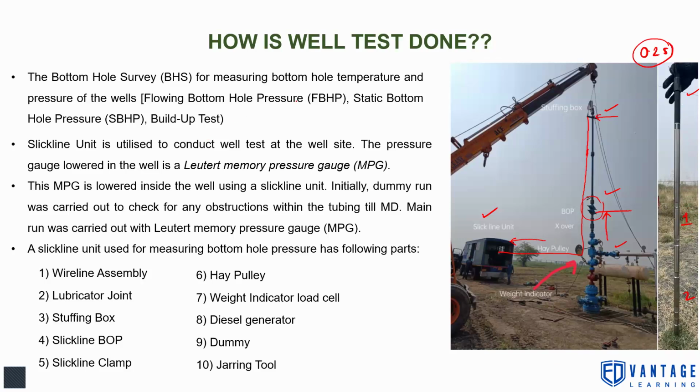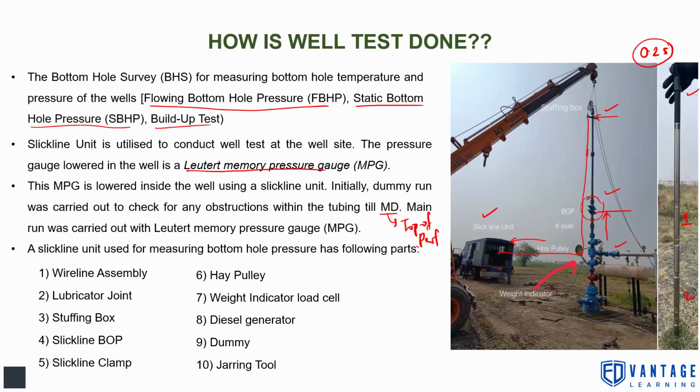The bottom hole survey is for measuring bottom hole temperature and pressure of the wells, like FBHP when the well is flowing, SBHP when the well is shut in, static bottom hole pressure, and also build-up test for a long shut-in. So we have the MPG of Lutert type. The Lutert memory pressure gauge is used. The MPG is lowered inside the well using a slickline. Initially, a dummy run is carried out to check for any obstructions till the measured depth we want. This is generally the top of perforation. So MD will be the top of perforation.